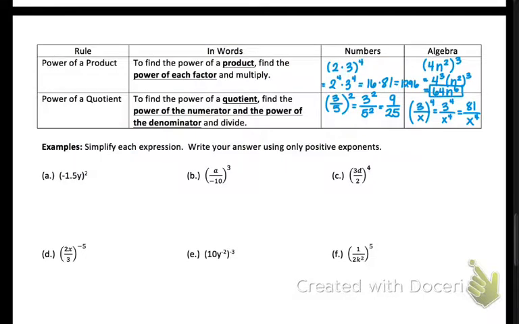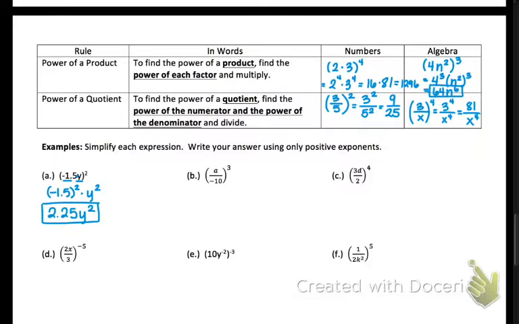So if we look at example A, this is the first rule because this is 1.5 or negative 1.5 times y. So this is one factor and a second factor. So that means that we're going to do negative 1.5 squared times y squared. Negative 1.5 squared is 2.25. And then we have the y squared, so that would be our answer.